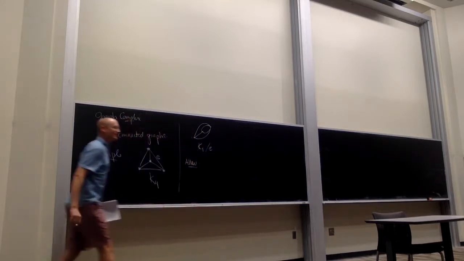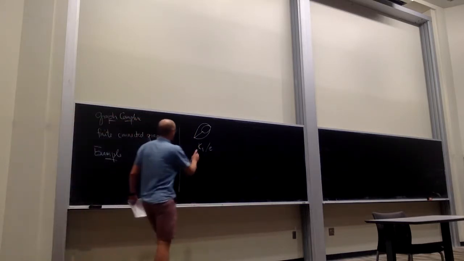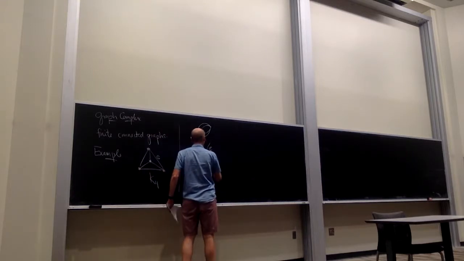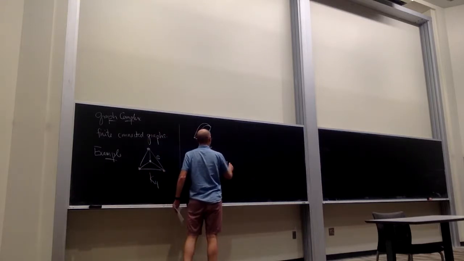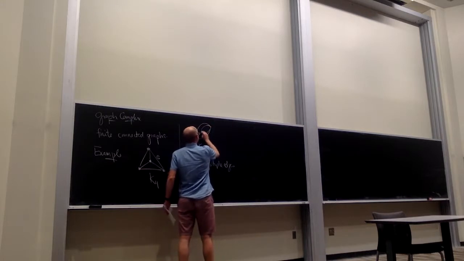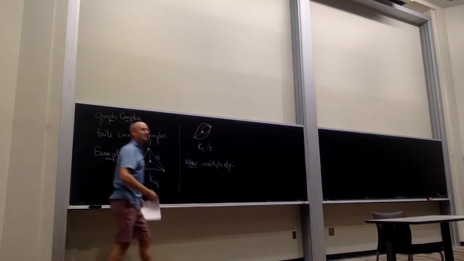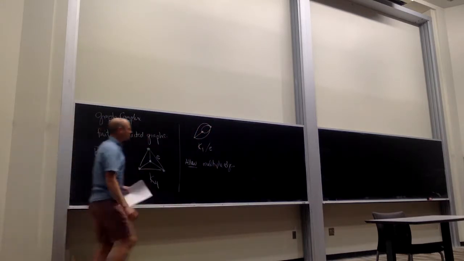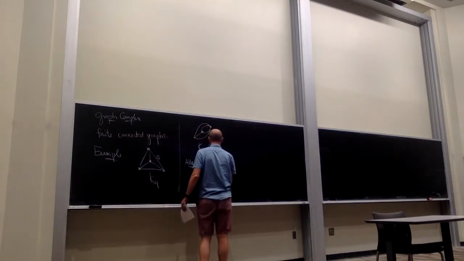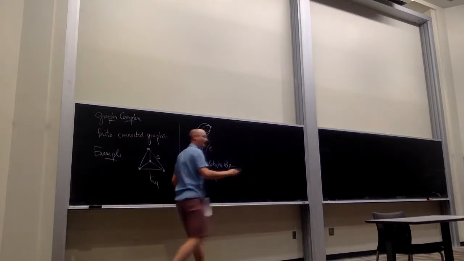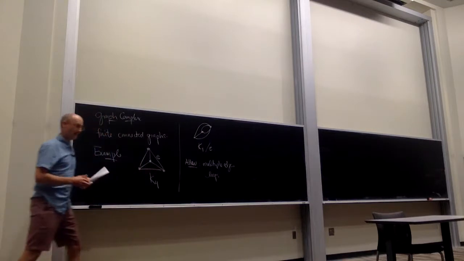So people do mean different things by graph. Note that we're allowing multiple edges. So we allow two vertices to be connected by two different edges. And we'll also allow loops. So a vertex could be connected to itself by an edge.